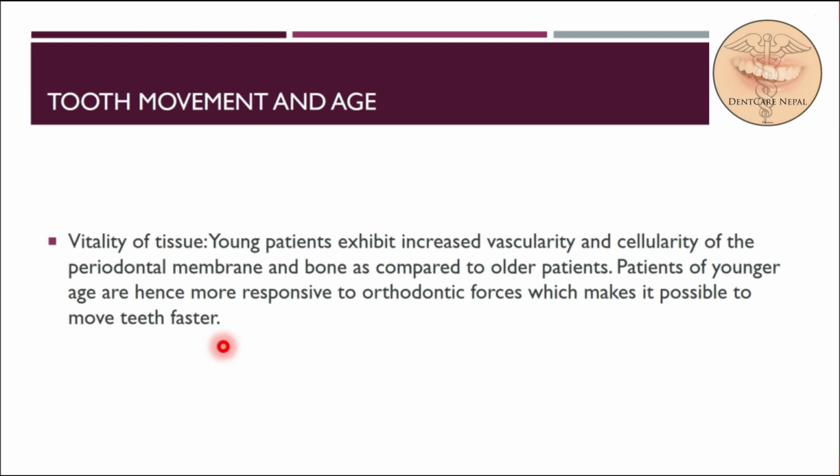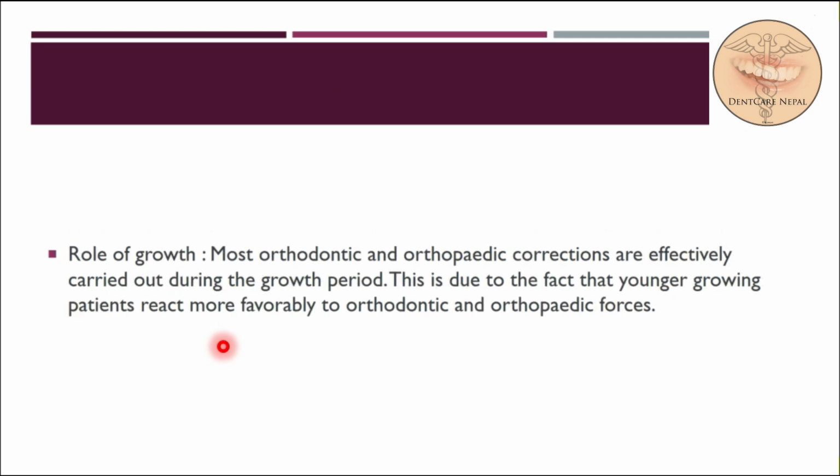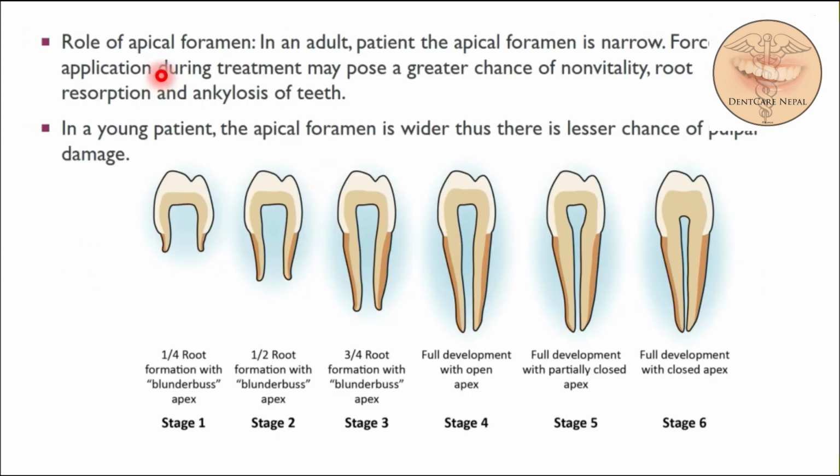And with age, various considerations have to be made while performing tooth movement. Vitality of tissue: since young patients have increased vascularity and cellularity of the periodontal membrane, they are more responsive to orthodontic forces, which makes it possible to move the teeth faster. And because of growth also, younger growing patients react more favorably to orthopedic and orthodontic forces. And the apical foramen is closed in adults, due to which force application may increase the chance of non-vitality, root resorption, and ankylosis of the tooth. Because in young patients the apical foramen is wider, there is less chance of pulpal damage.